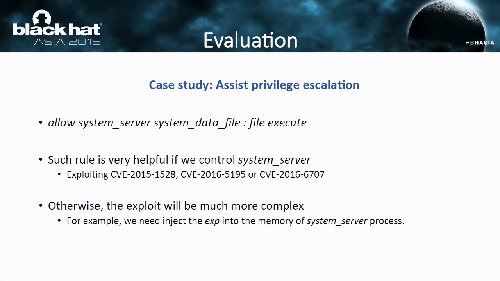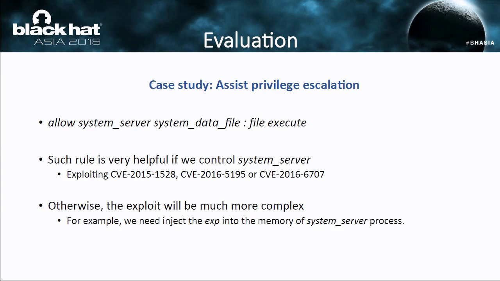Here we show a very simple example. Such a rule can assist the privilege escalation because this rule allows the system server to execute the system data file. With this rule, if we have the ability to control the system server, maybe you think this is very hard, but in reality we really can complete such a process by exploiting many reported vulnerabilities, like Dirty COW. With the help of the rule, the exploit will be much easier. If we don't have this rule, we would have to inject the exploit into the memory of the system server process, and such an exploit would become much more complex.